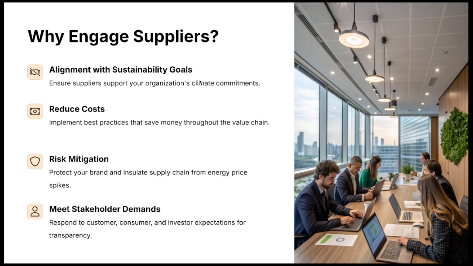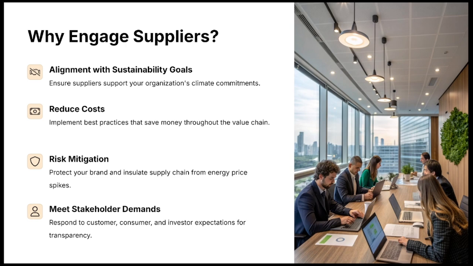So engaging, as we discussed, is not only good for the environment, but also a strategic move that supports multiple business goals. First, it ensures alignment with sustainability goals. The climate commitment extends beyond just the operation, so you need suppliers who are on the same page, measuring emissions, setting targets, and also working toward reduction. Second, it can also help reduce cost. Collaborating with suppliers to improve energy efficiency, reduce waste, and also streamline logistics often leads to savings across the value chain, for them and also for the organization.